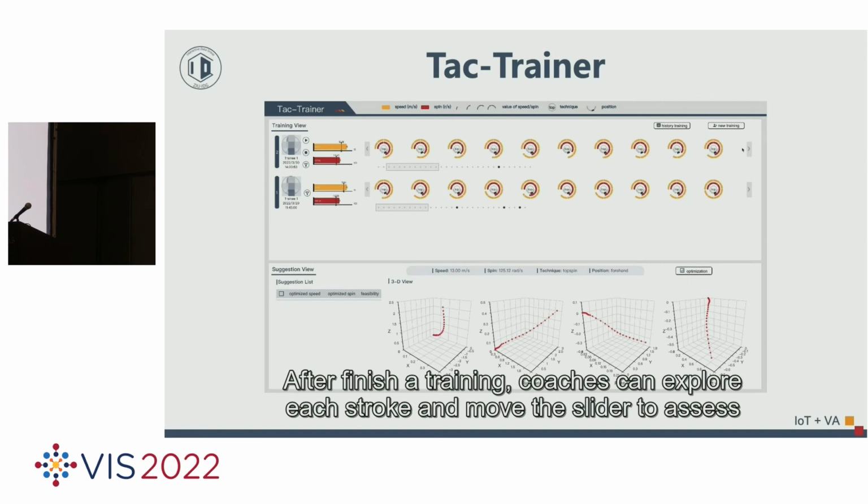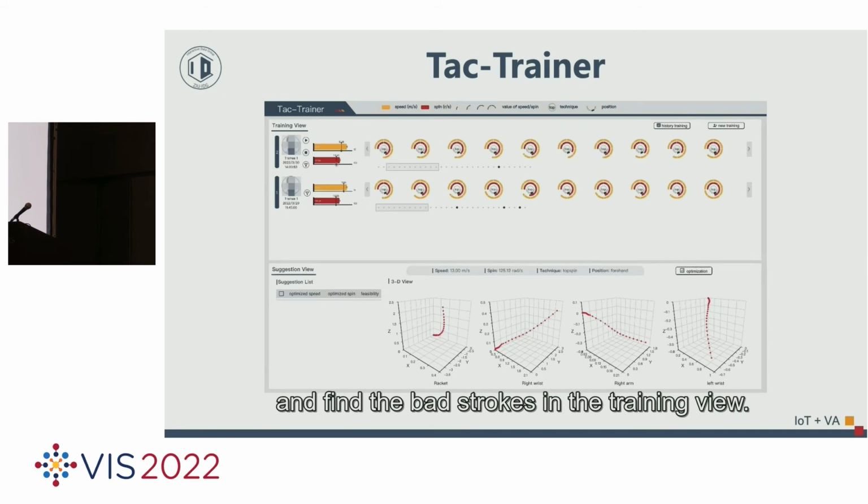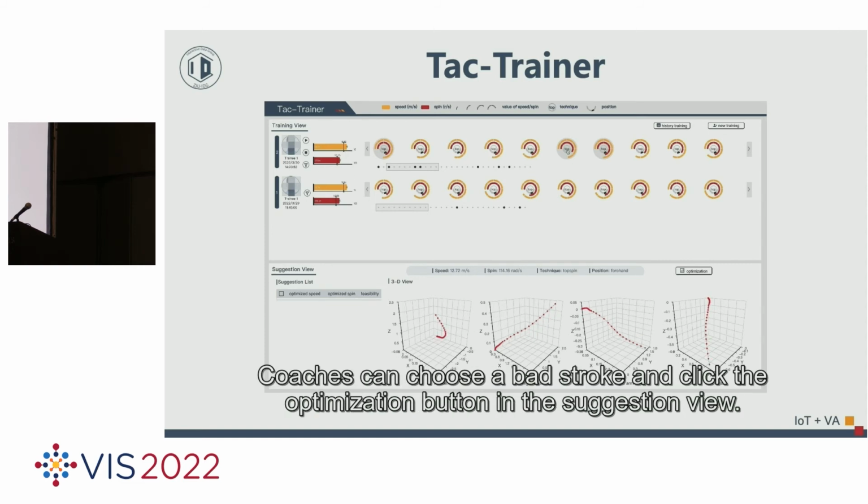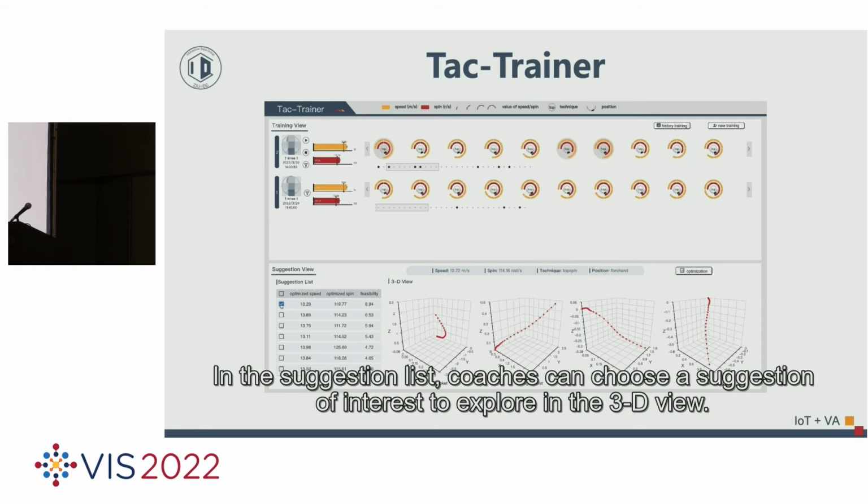After finishing the training, coaches can explore each stroke and move the slider to assess and find the bad strokes in the training view. Coaches can choose the bad stroke and click the optimization button in the suggestion view. In the suggestion list, coaches can choose the suggestion of interest to explore in the 3D view.